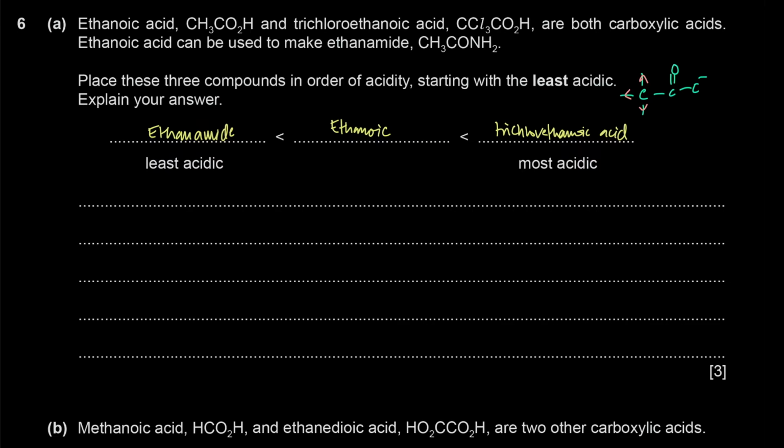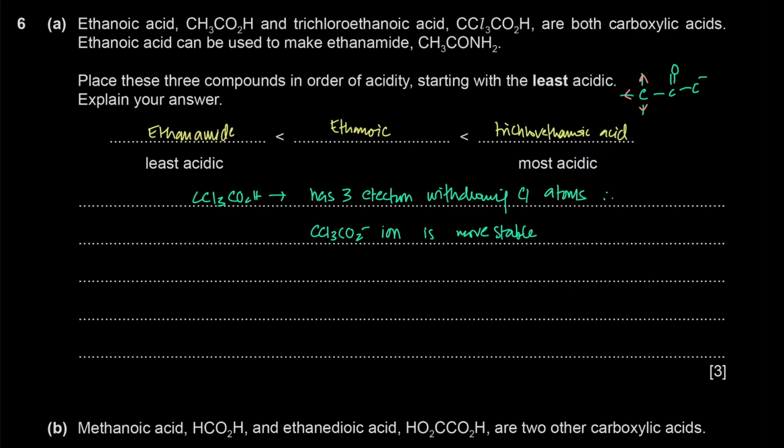If you had to explain this again, you would say that if you look at trichloroethanoic acid, CCl3CO2H, it has 3 electron withdrawing chlorine atoms. Therefore we can say that the conjugate base is more stable. So the CCl3CO2 minus ion is more stable.